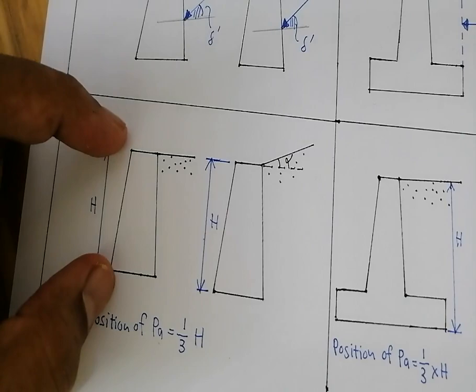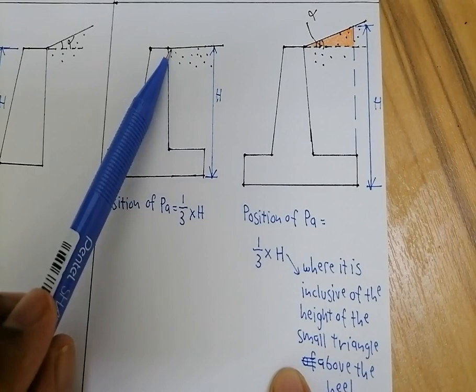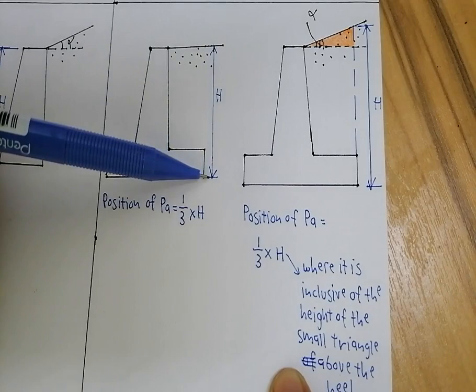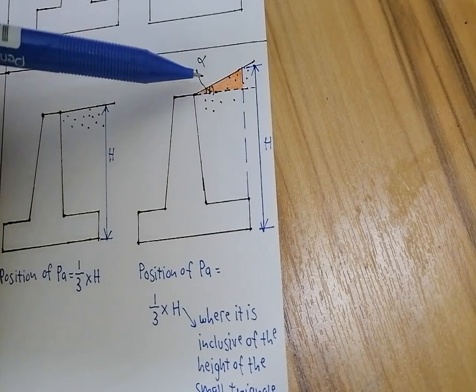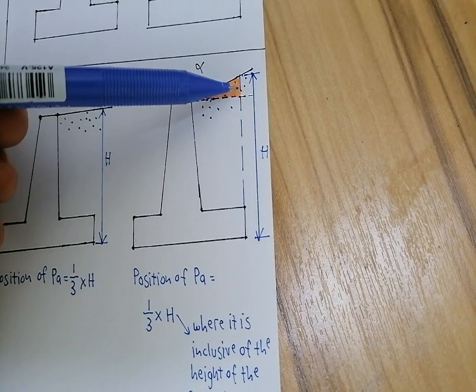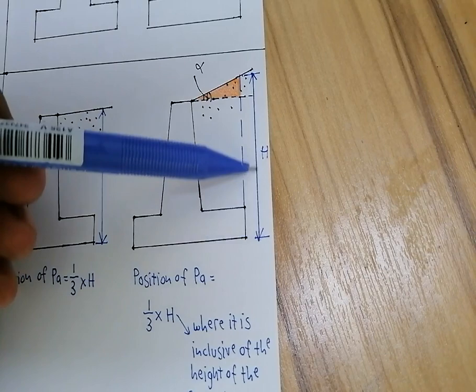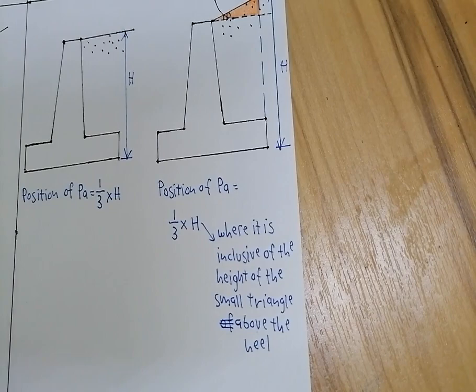But for Rankine, please focus. For Rankine, if your backfill is horizontal, then the height is from the ground surface to the bottom of the wall. But if your backfill is sloping at an angle, then the height is the total height, which is inclusive of the height of this small soil triangle above the heel. See this height? So this total height, all right? So those are the major differences between Coulomb and Rankine.